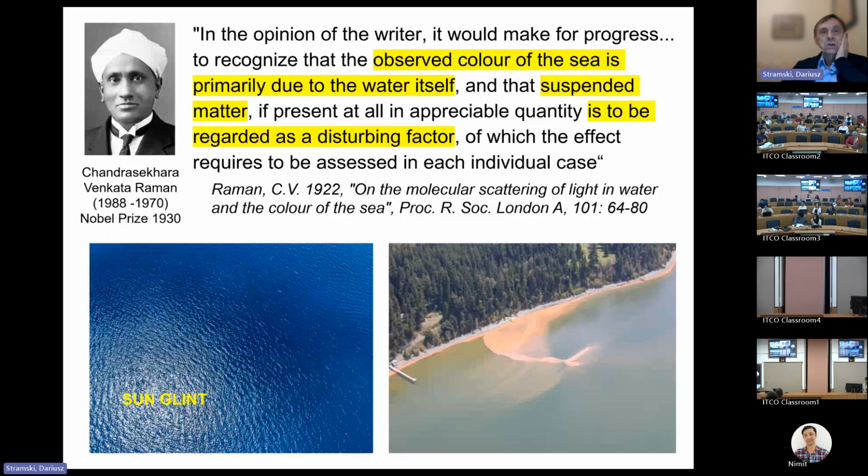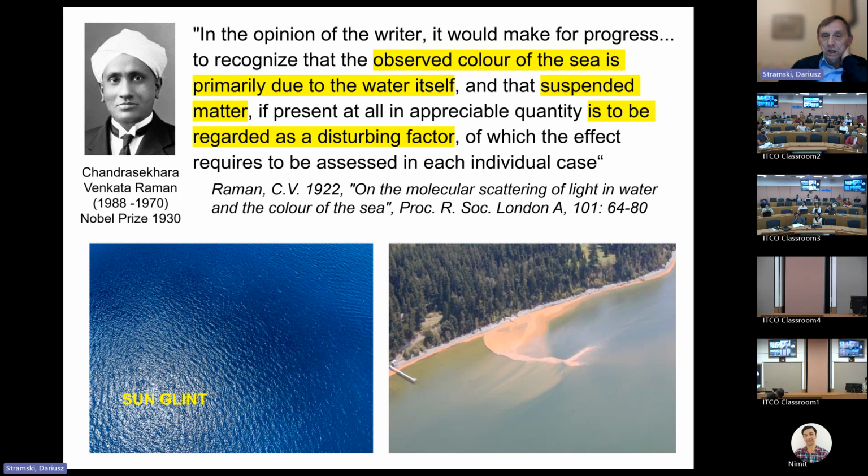Because during this two-week course you will have quite a lot of information, material, lectures and sessions devoted to ocean color and remote sensing, I would like to bring to your attention the work conducted by Raman, the same Indian physicist who discovered Raman scattering that I discussed.